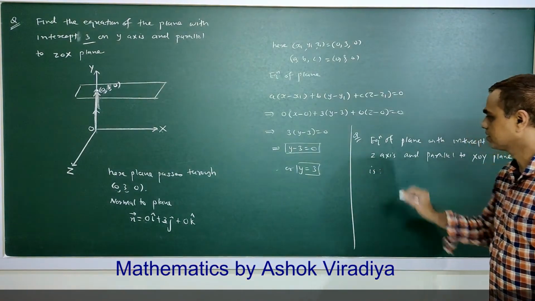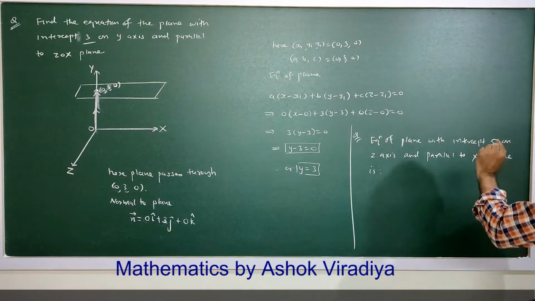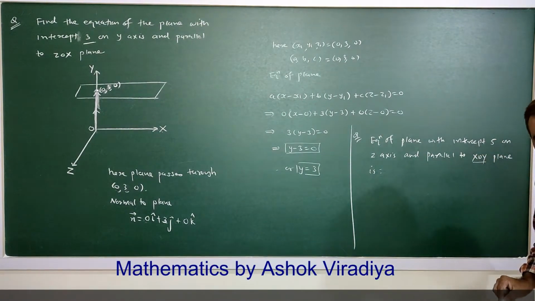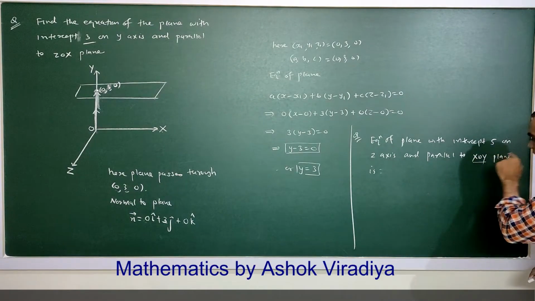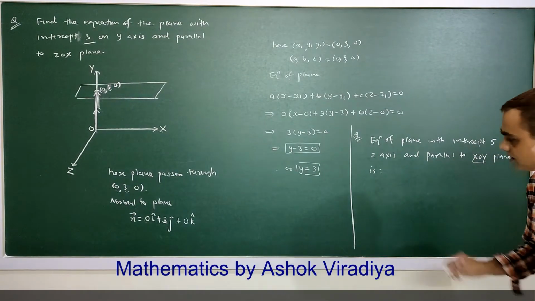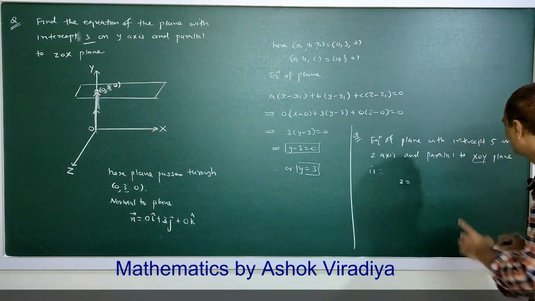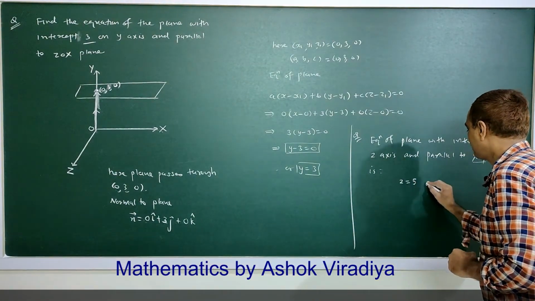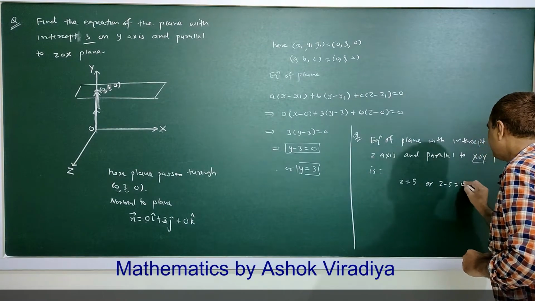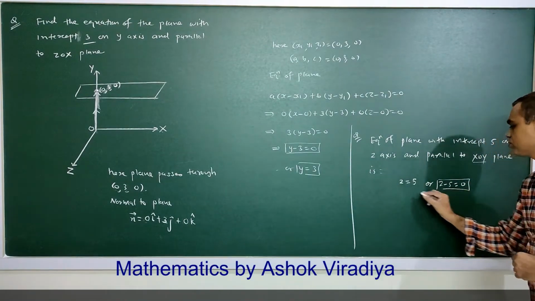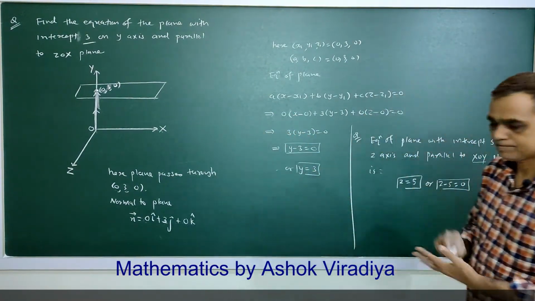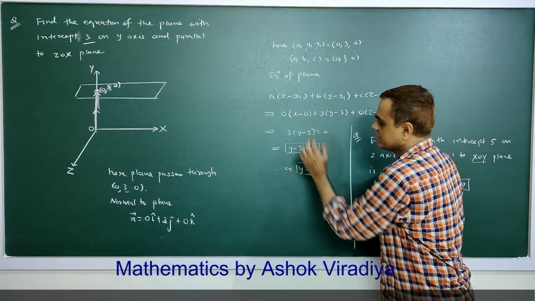Since the plane is parallel to the XOY plane, the equation doesn't contain x, it doesn't contain y, the equation contains only z. So put z equal to 5, or z minus 5 equal to 0. Here what we have taken, y equal to 3, is simple. This was the detailed procedure, this is the shortcut.